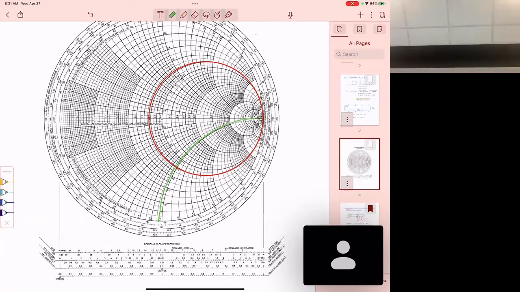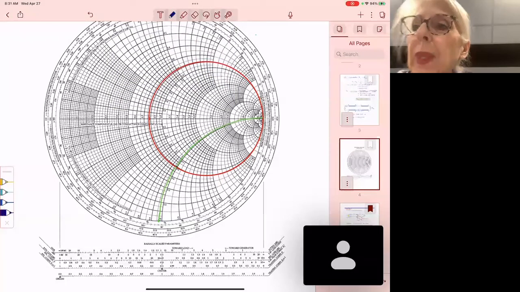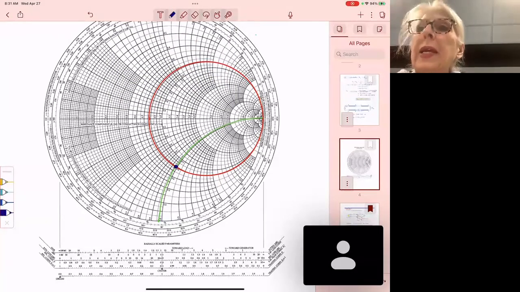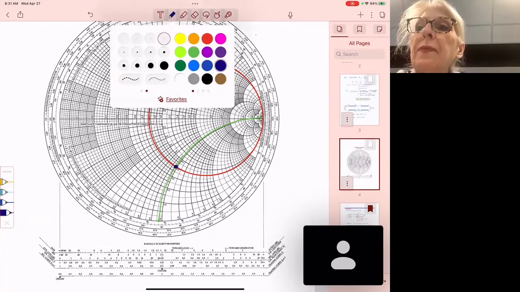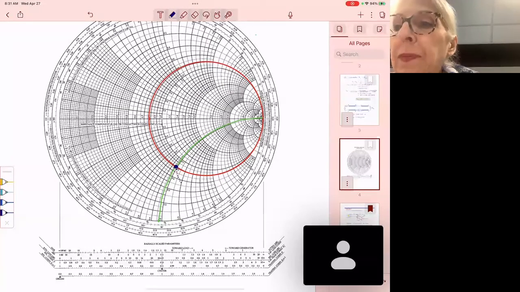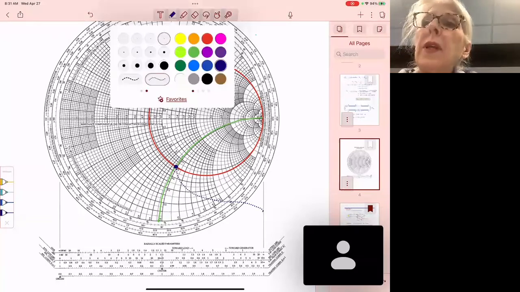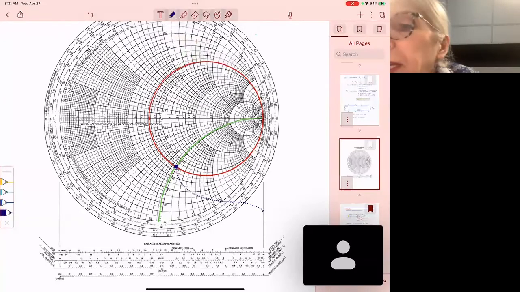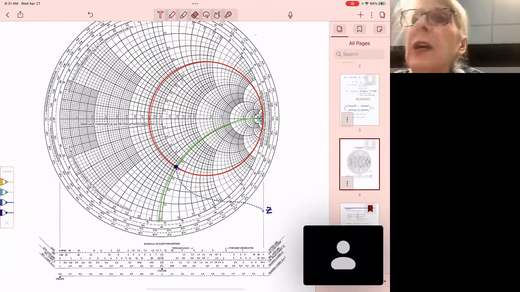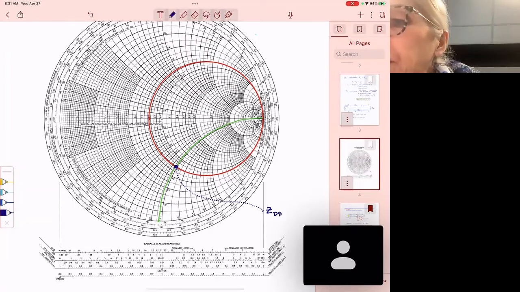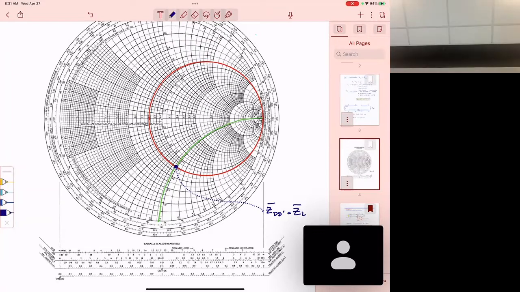All right, so now I have to take the intersection of the two here. I have to remember that this one is, so I always write it here, my Z input, my ZL, you can write it as ZL, for example, or ZDD prime. So that is your starting point.